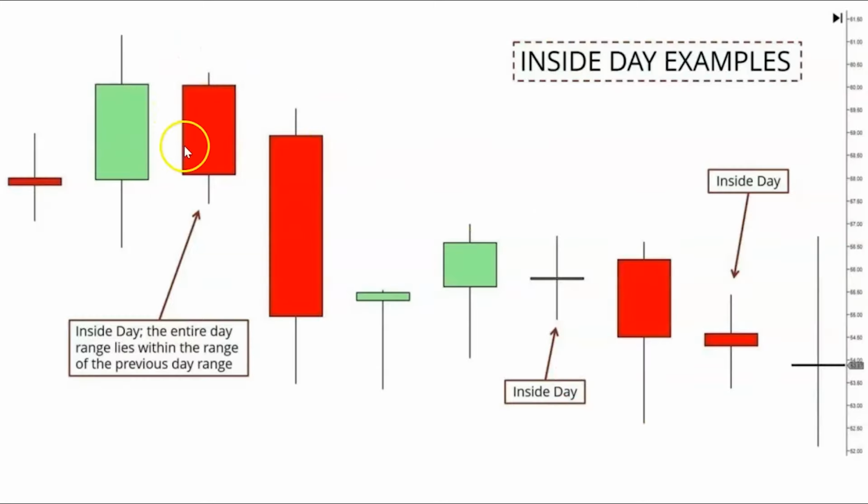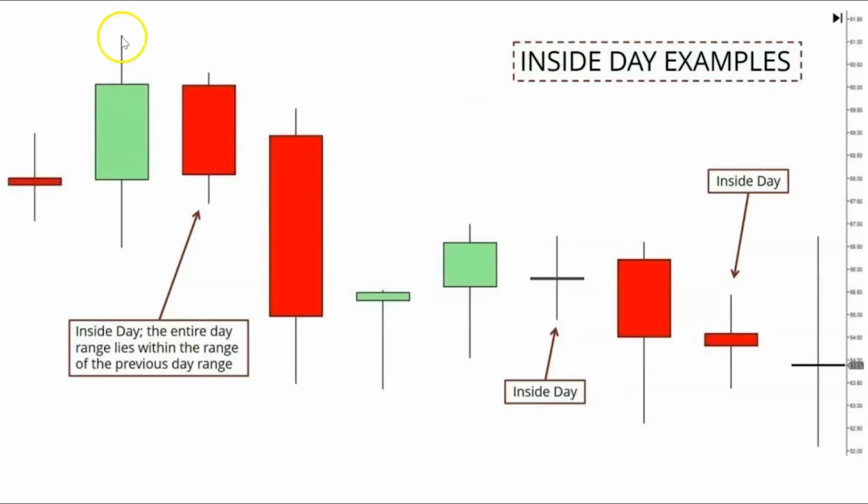Let's take a look at these two candles, right? Remember, an inside day is a 2-day pattern. So this is day one and this is day two. You can see that the high for this candle is higher than this high, and the low of this candle is lower than this low. So it basically means that this candle fits inside the entire candle from the previous day, right?